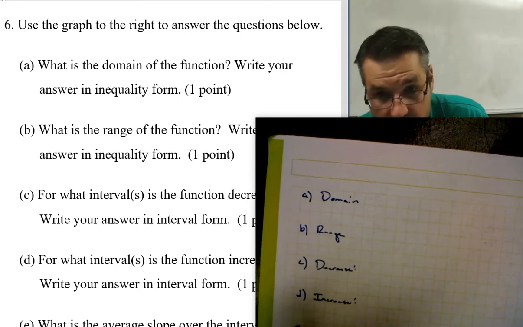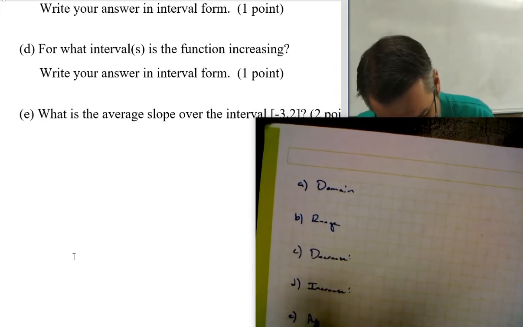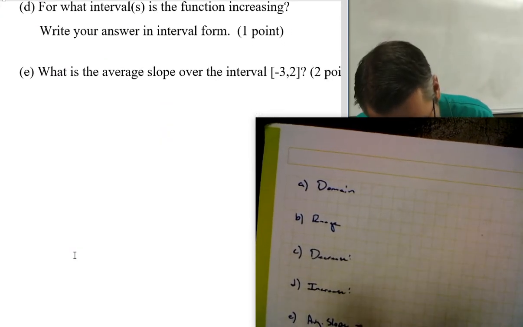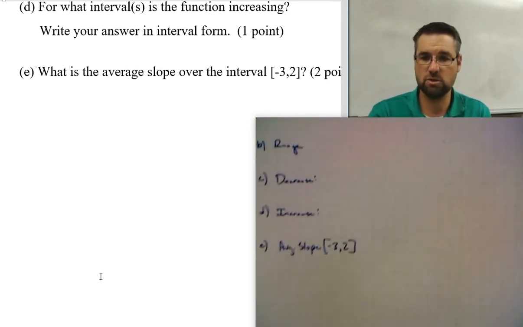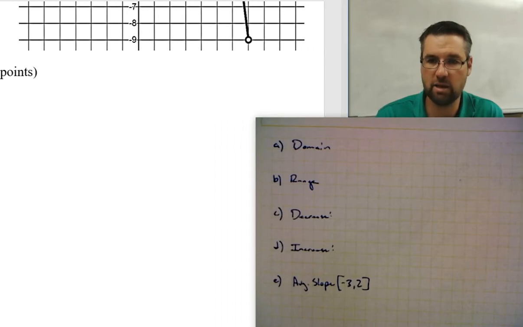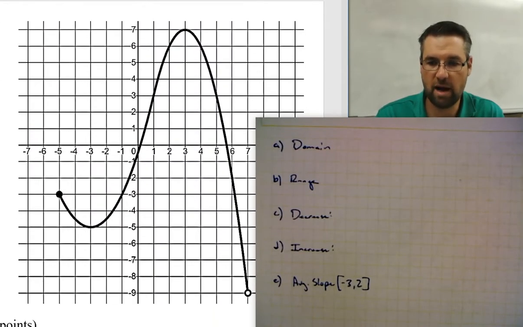And then for part E, we're looking for the average slope over the interval -3 to 2. So I'm just going to write these down as side notes so that when I go to look at the graph, that's not all in the way, because here's the graph right here. Okay, so we have this big graph.